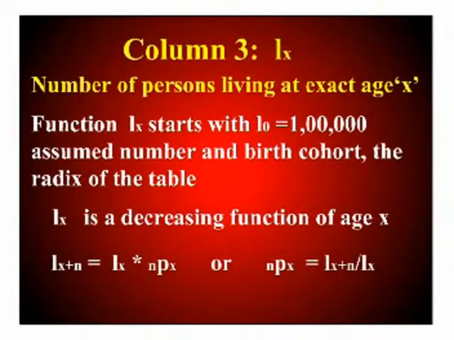In this lx column, l0 value is considered to be the radix of the table, which is assumed to be 100,000. The lx column starts with l0, that is, the birth cohort or the radix, and this lx is a decreasing function of age. The lx values can be calculated as follows: lx+n equal to lx into npx, or npx equal to lx+n divided by lx.